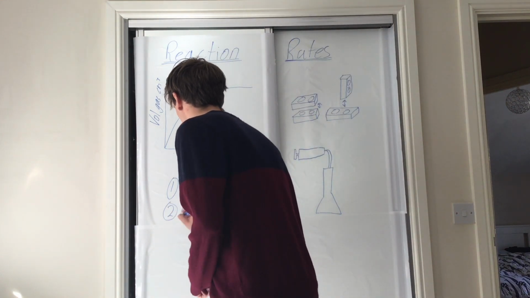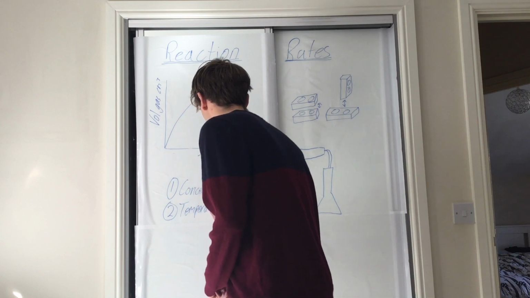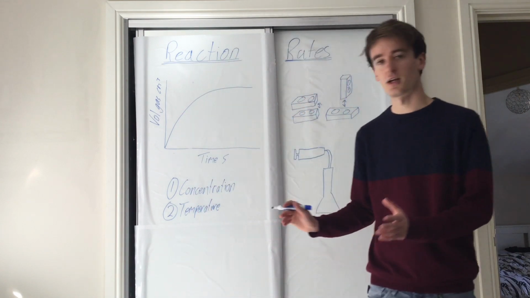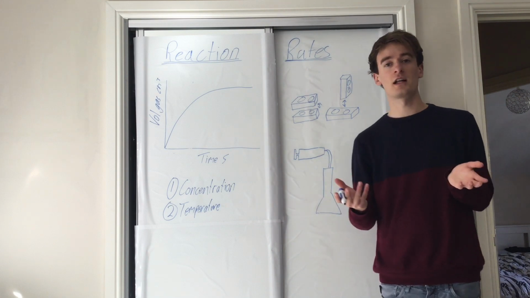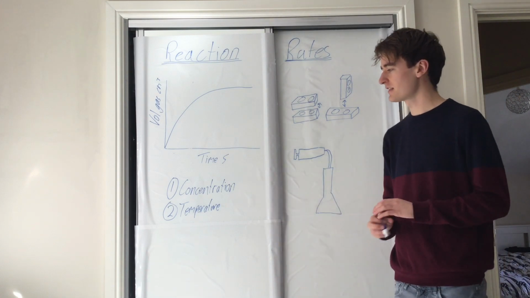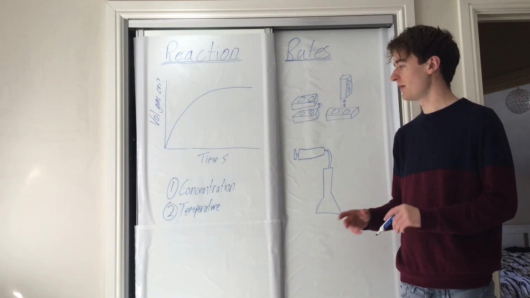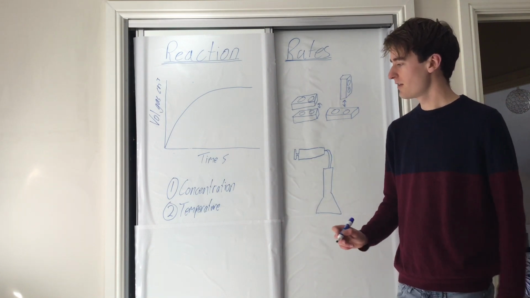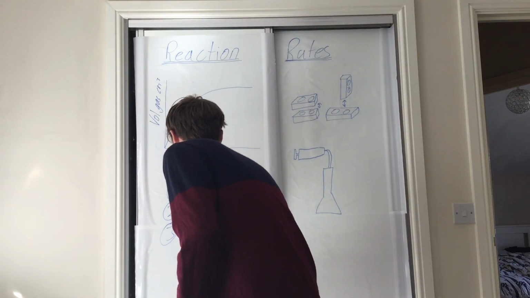Likewise, if we increase the temperature, particles are going to start to move faster. As they move faster, they're more likely to collide, therefore having a successful rate of reaction, leading to a faster rate. The third thing to look at is a catalyst.